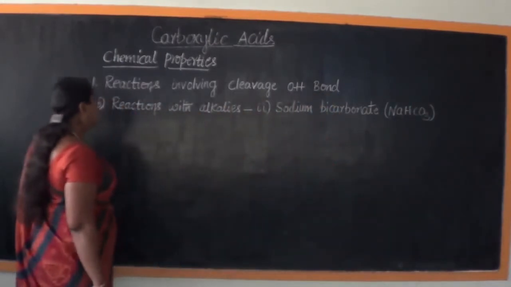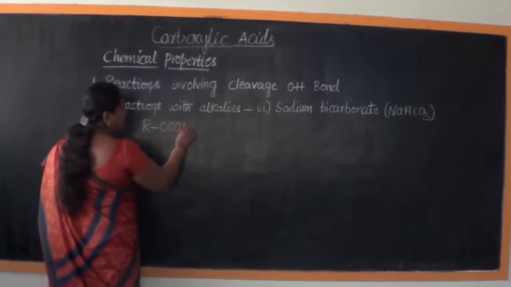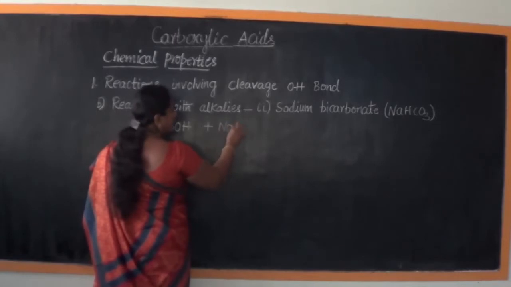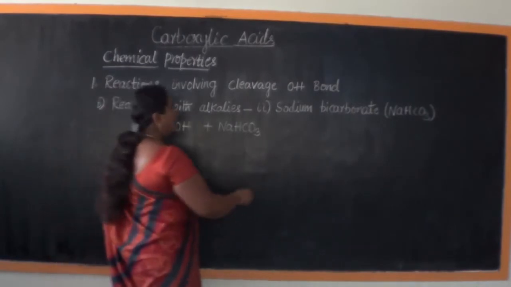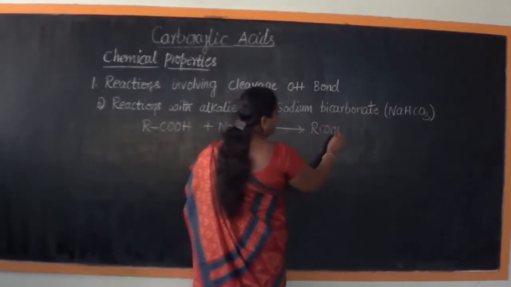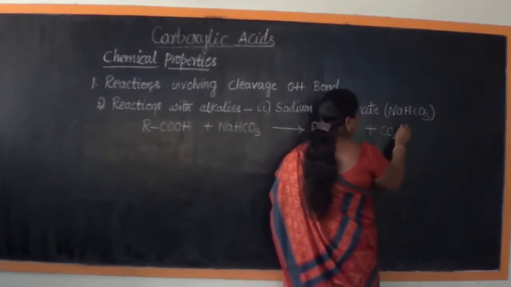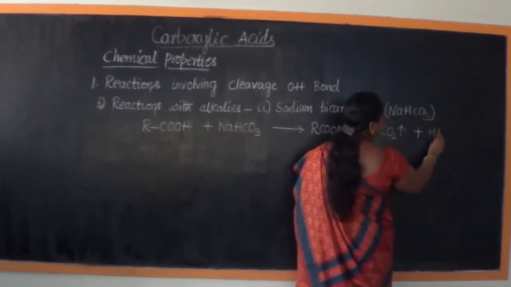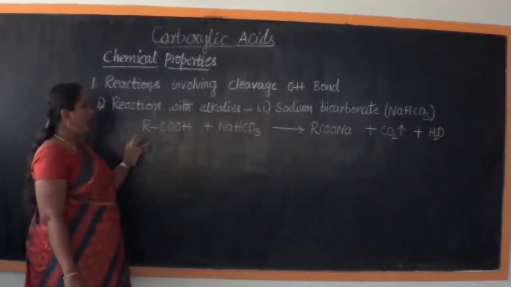Now let us see how the carboxylic acid reacts. RCOOH, the carboxylic acid, when treated with sodium hydrogen carbonate or sodium bicarbonate, undergoes reaction resulting in the formation of sodium salt of carboxylic acid along with liberation of carbon dioxide, which comes out with rich effervescence, and formation of water.